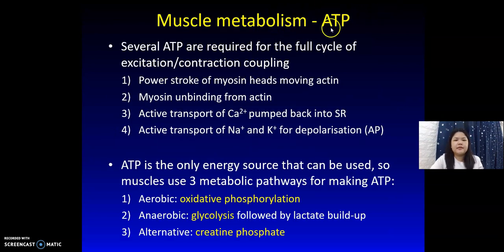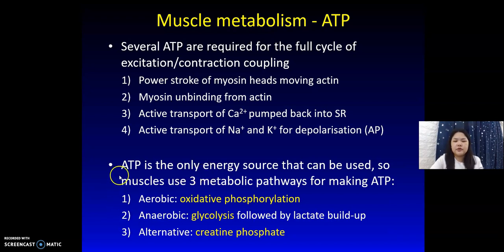Muscle metabolism. Several ATP are required for the full cycle of excitation-contraction coupling. First, the power stroke of our myosin heads moving actin, myosin unbinding from the actin, active transport of calcium pumped back to our sarcoplasmic reticulum, and active transport of sodium-potassium for depolarizations. So ATP is the only energy source that can be used.